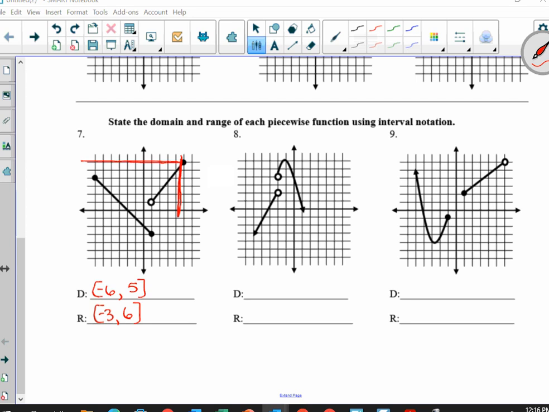Check with your neighbor, guys. Do you have the same answer? Indeed.